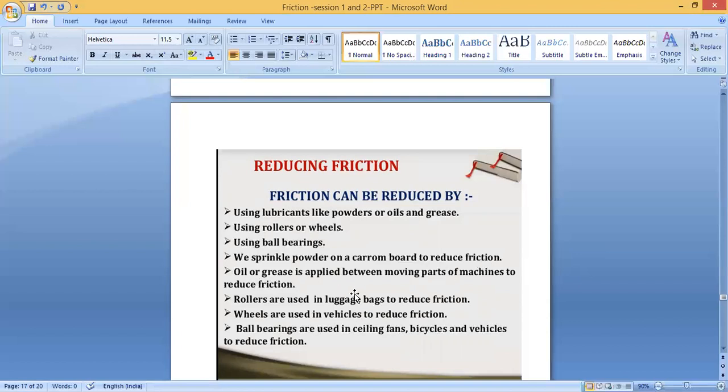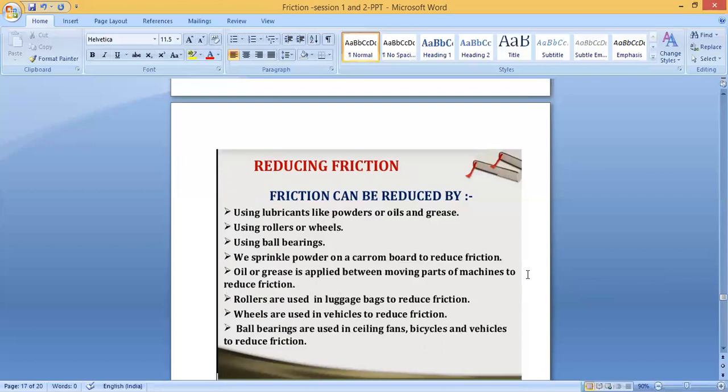Same like oil or grease is applied between moving parts of machines to reduce friction. In machineries, what is happening? They are working, and many parts are rubbing against each other. When they rub each other, what is happening? One thing we said, we need friction for movement, otherwise things may slip and go. So we need friction. But at the same time, if we keep on rubbing, it will wear and tear out. That is one disadvantage. To reduce that friction, we can apply oil or grease. Oil or grease is applied between moving parts of machines to reduce friction.